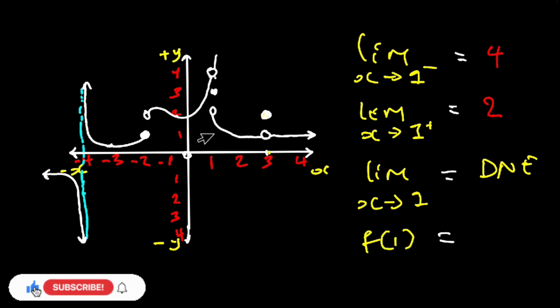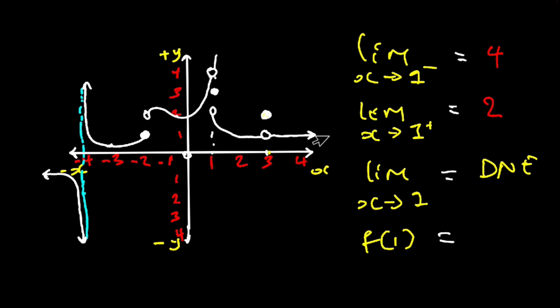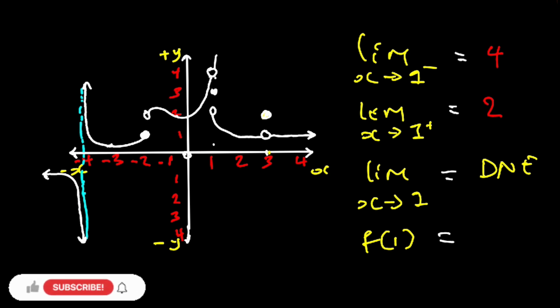So what about f of 1? At this point above 1, we look at the point where we have a closed dot. This closed dot corresponds to a y value of 3. So we say that f of 1 is equal to 3. So this is how to evaluate limits of functions.